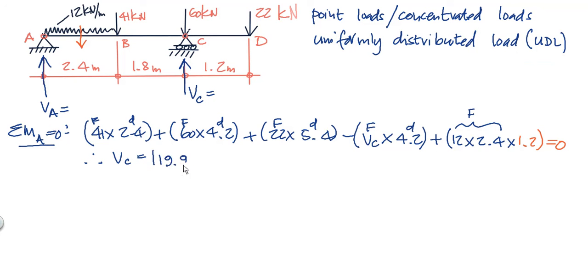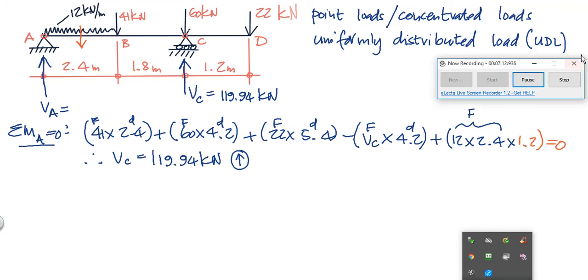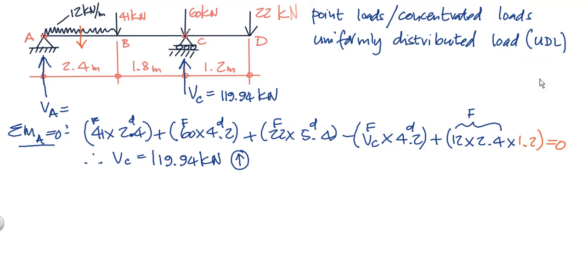119.94 kilonewtons. And because the answer is positive, it means that VC is acting upwards as we assumed. 119.94. People, I'm going to check my answer again before I proceed. Okay, people, that's what I get.